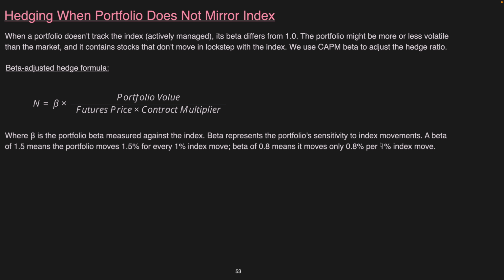So a beta of 1.5 indicates a highly volatile portfolio, whereas a beta of 0.8 indicates the portfolio is less volatile than the index itself.